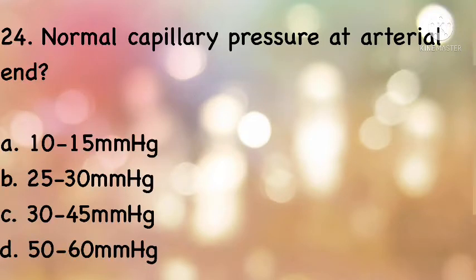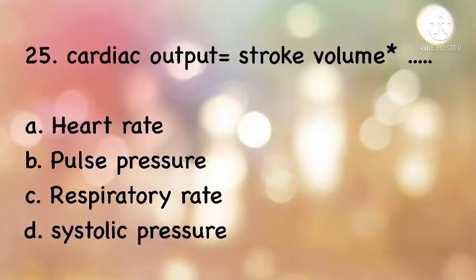Normal capillary pressure at arterial end is: 10 to 15 mm Hg, 25 to 30 mm Hg, 30 to 45 mm Hg, 50 to 60 mm Hg. Correct answer is B, 25 to 30 mm Hg. Cardiac output equals stroke volume into: heart rate, pulse pressure, respiratory rate, systolic pressure. Correct answer is A, heart rate.